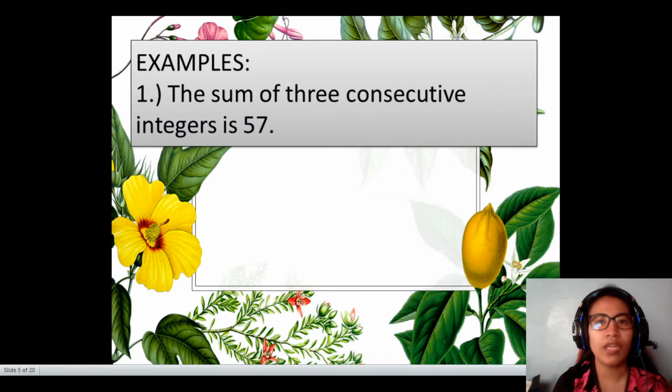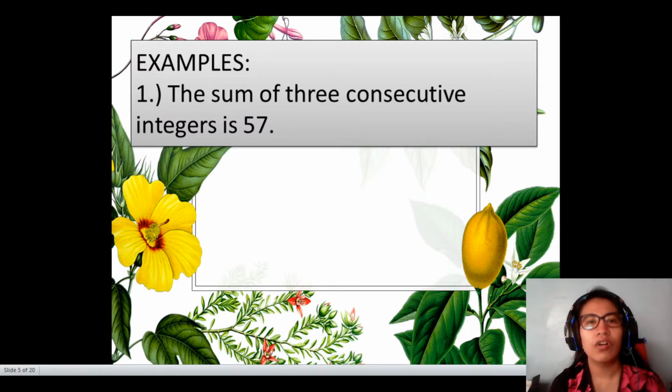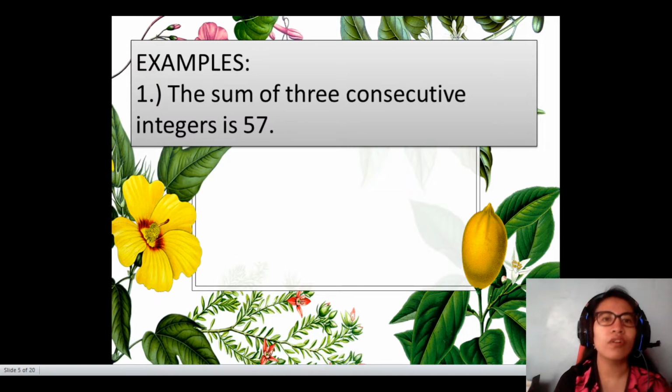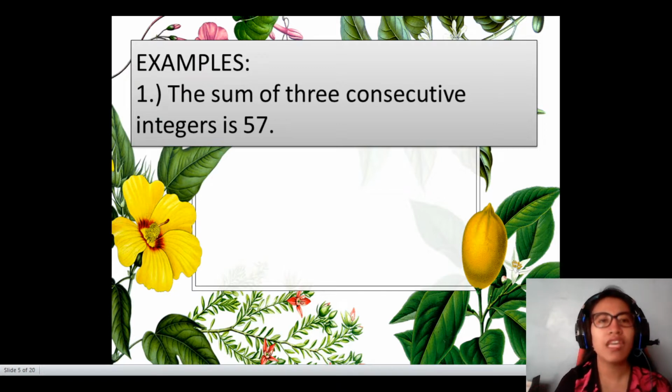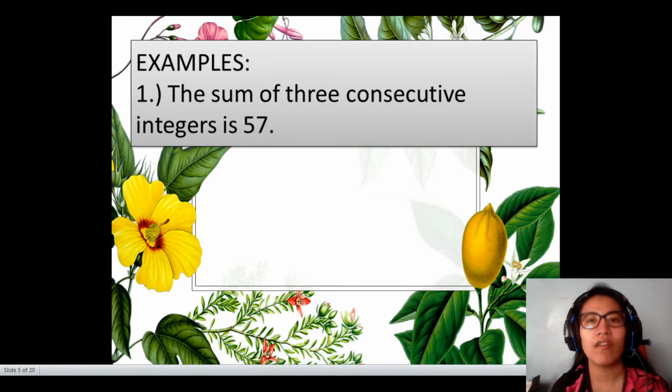So let us start with some examples on how we can solve the problem. But we're not going to literally solve the problem. We're just going to translate the given into an equation. So the sum of 3 consecutive integers is 57.